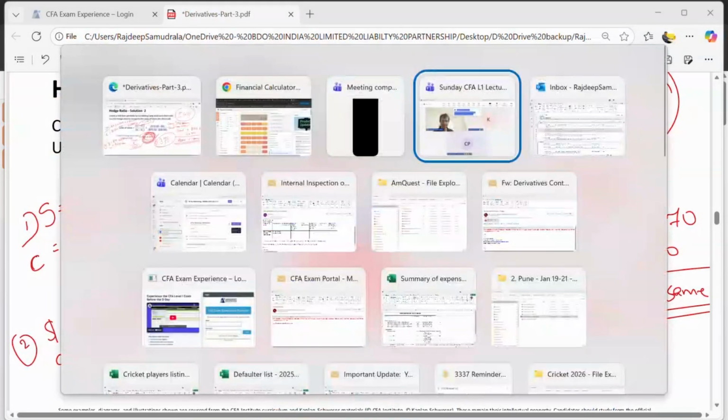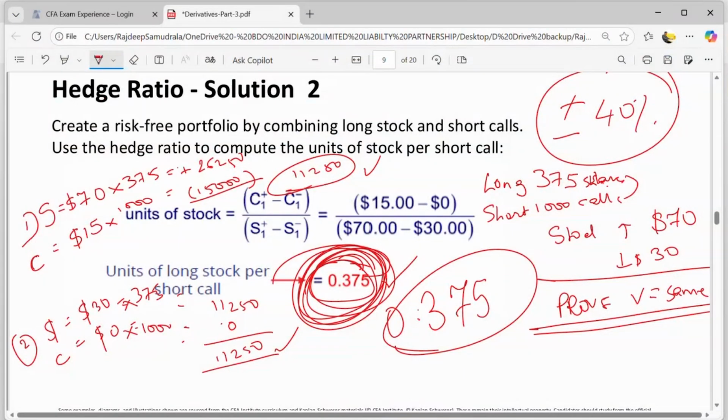Okay, for the hedge ratio, the formula that we learned today is C plus minus C minus over S plus minus S minus, right? If the question is put, if it has a put, how will the formula change?